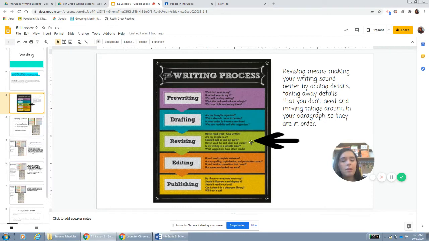Okay, so we're still just making our writing better by moving sentences around, taking away sentences, or adding sentences that we missed.